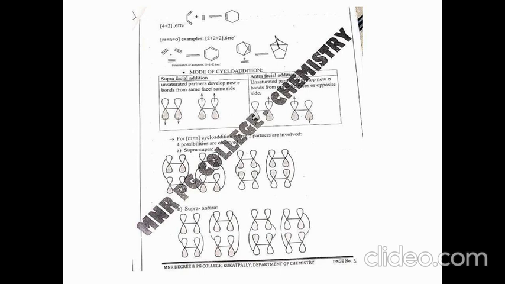The 6 pi electron m plus n category is the Diels-Alder reaction, where butadiene, which is the diene, and ethene, which is the dienophile, undergo cycloaddition to give the Diels-Alder adduct, cyclohexene.